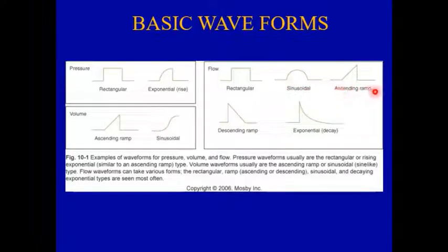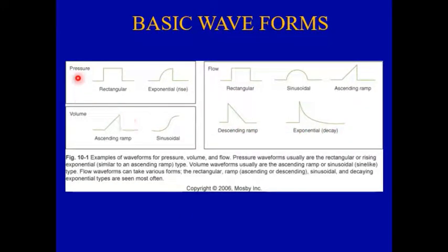This ascending ramp is also called accelerating flow. This is not used because it is not physiological. This descending ramp, or decelerating flow, is seen during pressure control ventilation, and this is exponential decay.